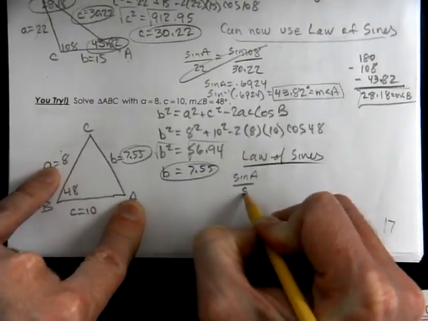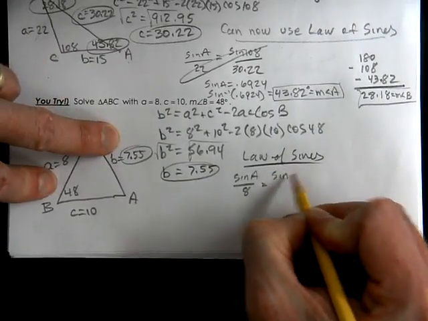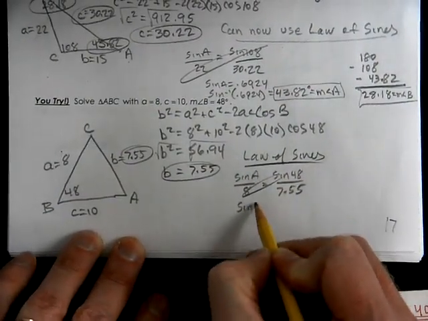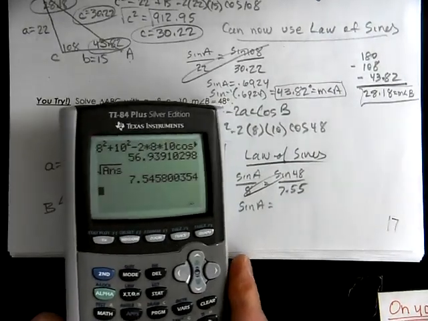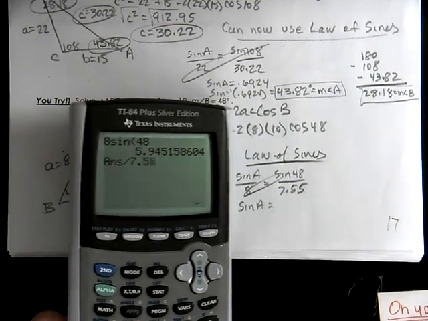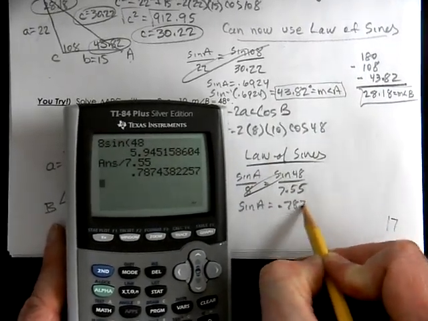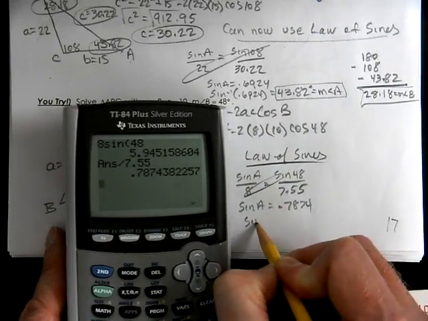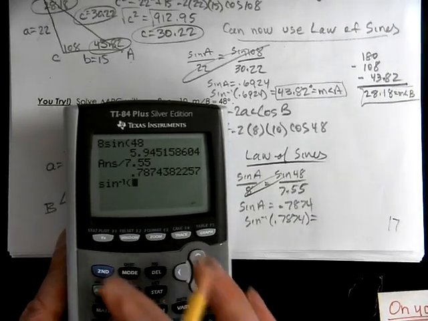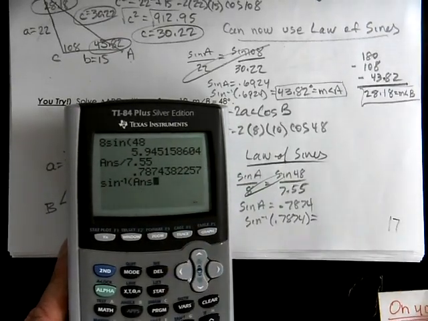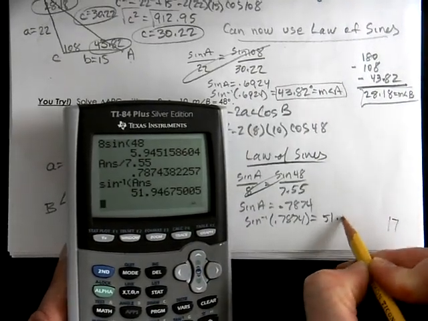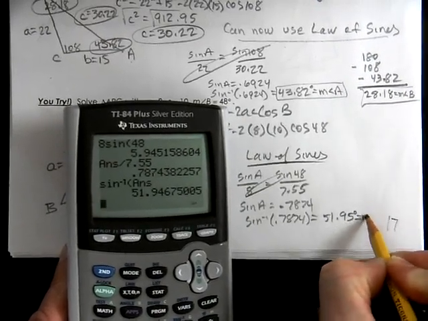So that's sine of A over 8, and that is sine of 48 over 7.55. We cross multiply, and the sine of A, we have 8 times the sine of 48, and we divide that by 7.55, and we get 0.7874. So the inverse of that, now I'm going to use my answer button to pull down all the values into my inverse. Don't use the rounded numbers for that. And we get 51.95. That is the measurement of angle A.